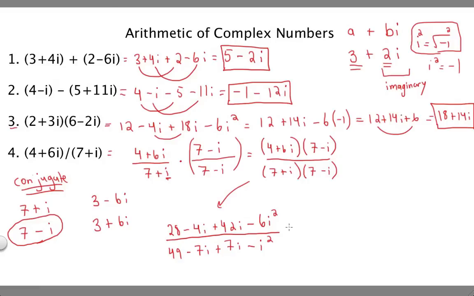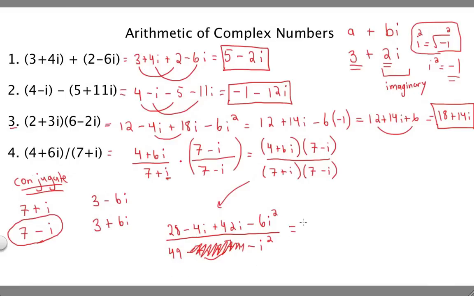Now this is where we can see how important the conjugate is. On the bottom here, we see a negative 7i and a plus 7i. So we're going to group like terms, and those are just going to cancel out. That right there is the importance of the conjugate. Because what is i squared equal to? i squared is equal to negative 1. So as you can see, the denominator is going to be a real number.